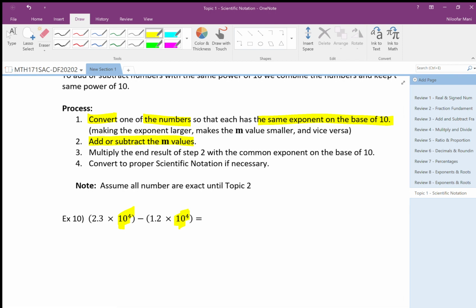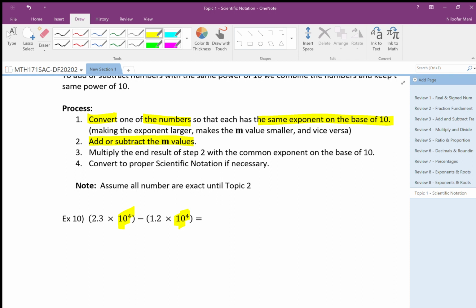Okay, and then at the end, I just have to convert to scientific notation if it's necessary and make it easier for myself to see. Okay, so at the end I go to scientific notation again. So if my answer is not in scientific notation, I'll change it to scientific notation.